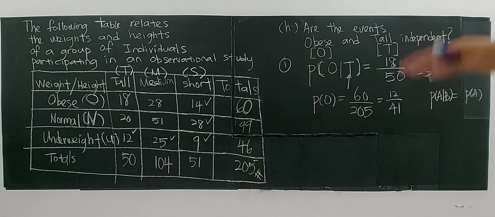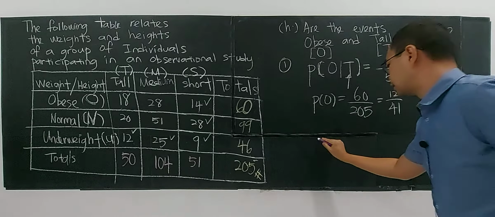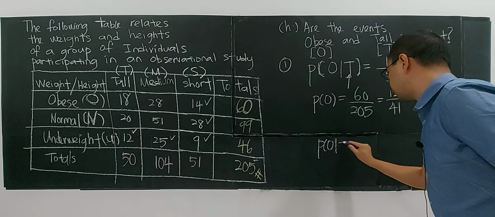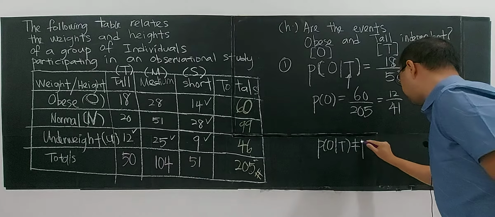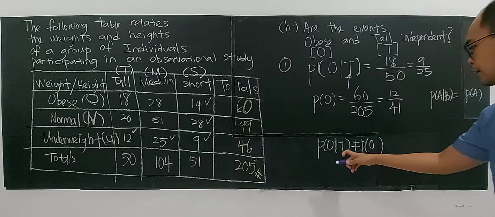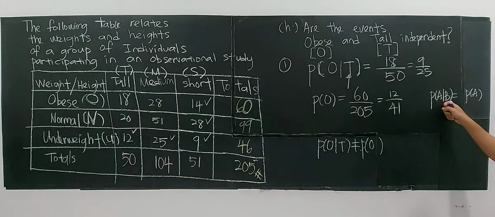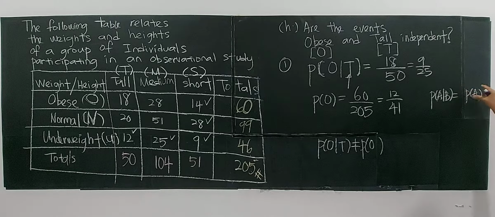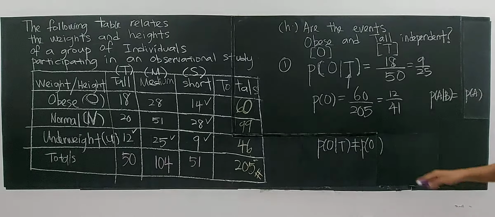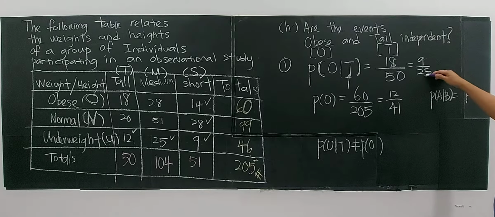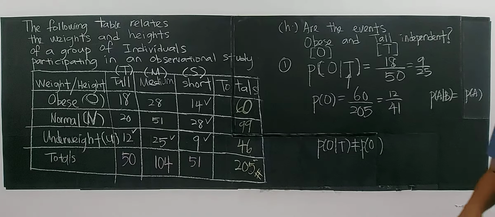So from the calculation here, you already know that the probability of O given T is not the same as the probability of obese. They are not the same. If A and B are independent, the condition is that it must be equal to the probability of A itself, but they are not equal. This is 9 over 25. This is 12 over 41. So what can I conclude?